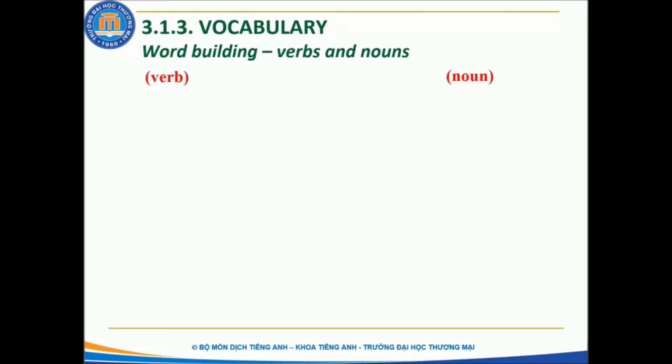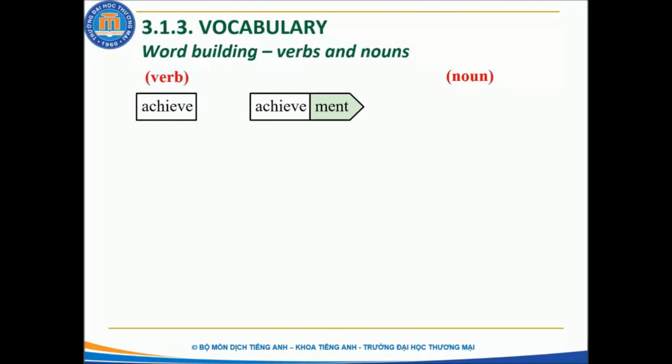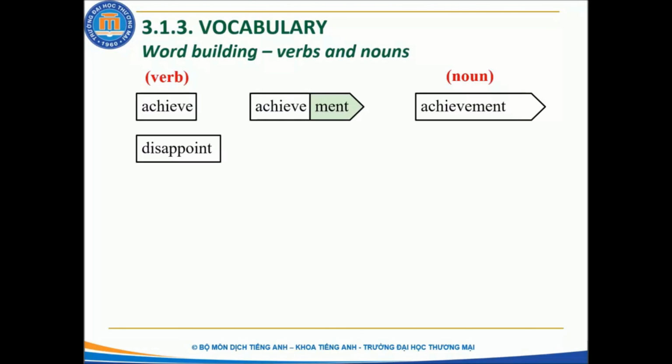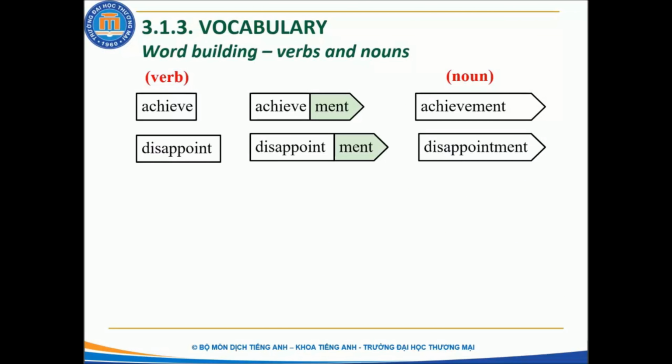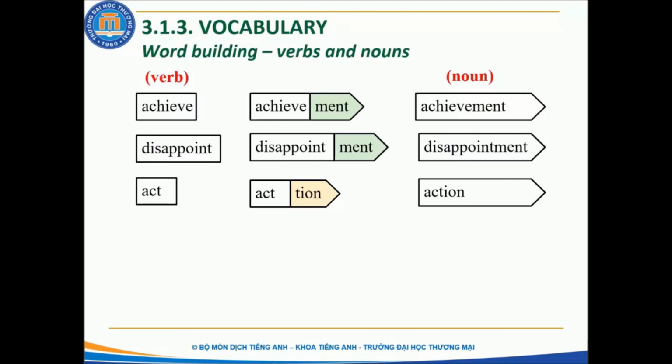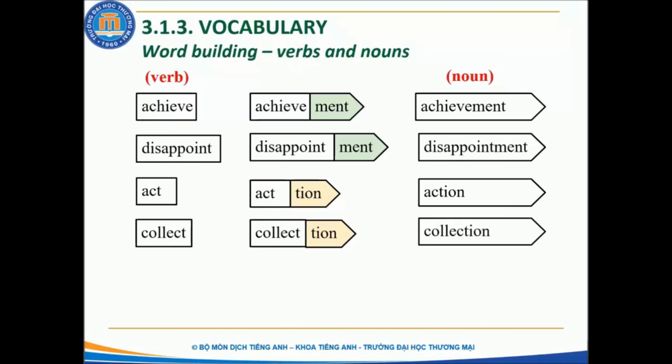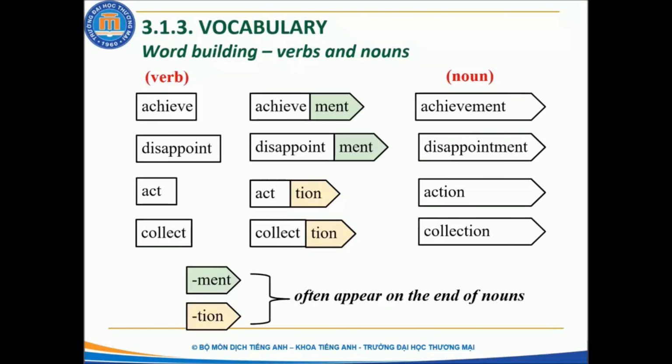Let's see some more examples. We have achieve is a verb and achievement is a noun. Disappoint is a verb and the noun is disappointment. Act is a verb and action is a noun. Collect is a verb and the noun is collection. Please note that ment and tion often appear on the end of nouns.